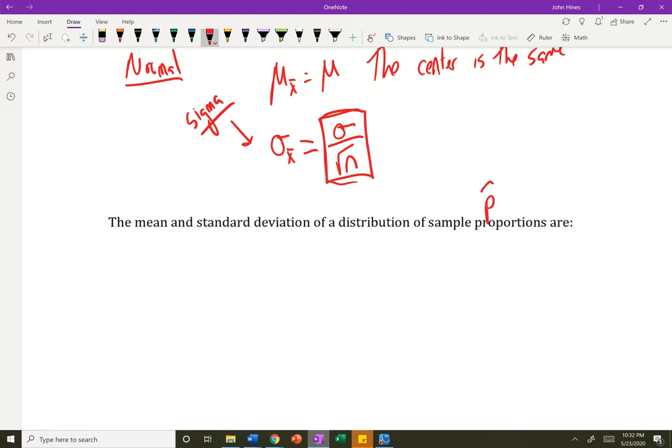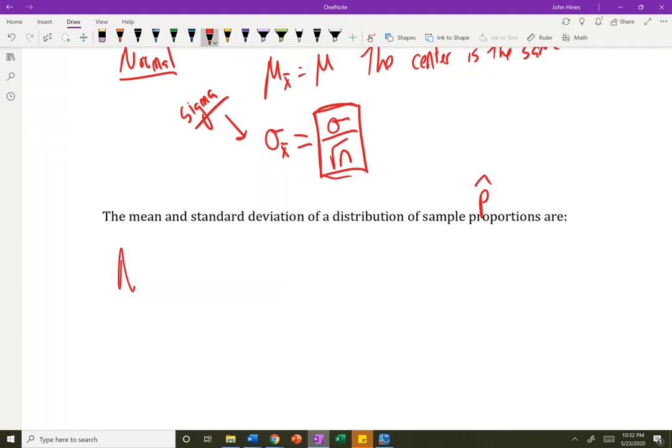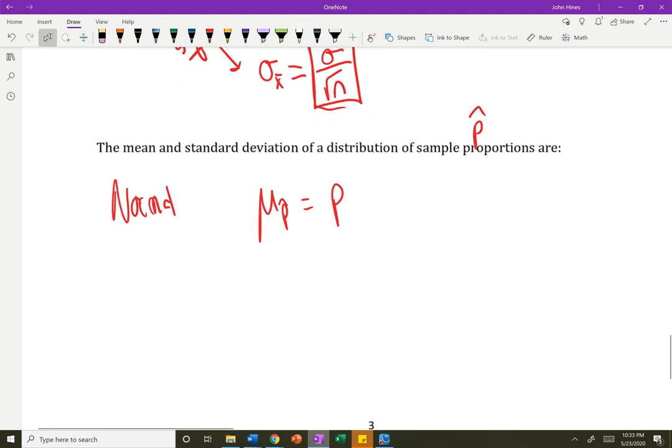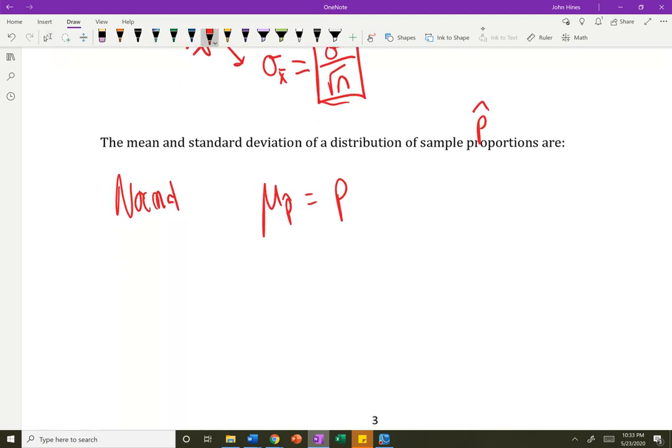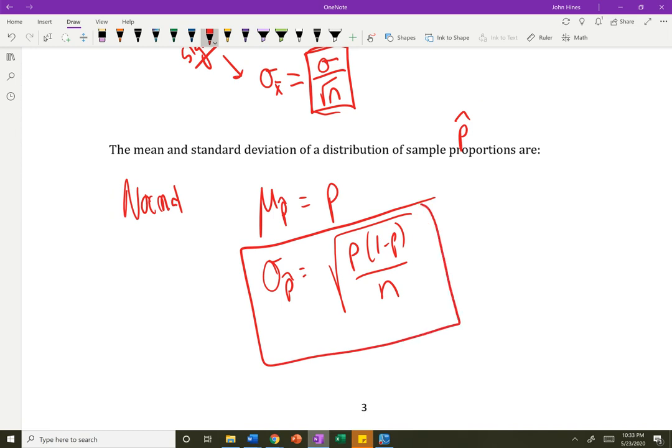And the same thing goes for when I work with p hats. It's normally distributed. It follows the normal model. The center of my distribution is the true proportion that we believe it to be. So the center of my sampling distribution is the true population parameter. And the standard deviation of my sample proportion, this guy's fun. It's my population proportion times 1 minus the population proportion over n. We're going to look at this in the next lesson. In the next lesson, we're going to play around with these two formulas.